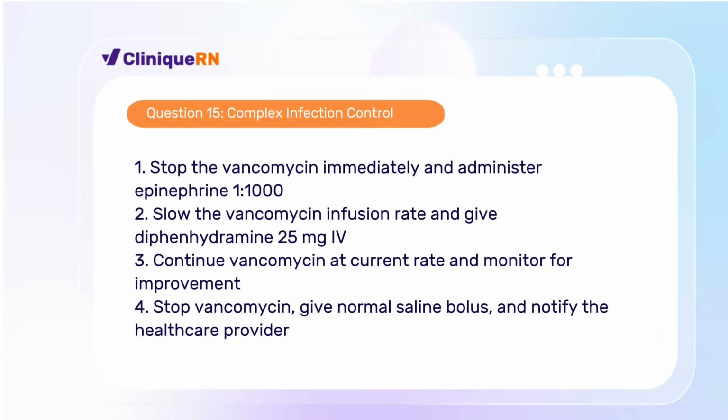1. Stop the vancomycin immediately and administer epinephrine 1 to 1,000. 2. Slow the vancomycin infusion rate and give diphenhydramine 25 milligrams intravenous. 3. Continue vancomycin at the current rate and monitor for improvement. 4. Stop vancomycin, give a normal saline bolus, and notify the healthcare provider.